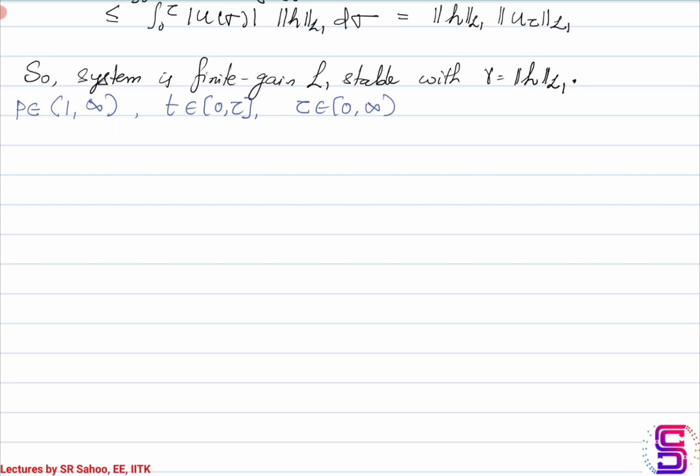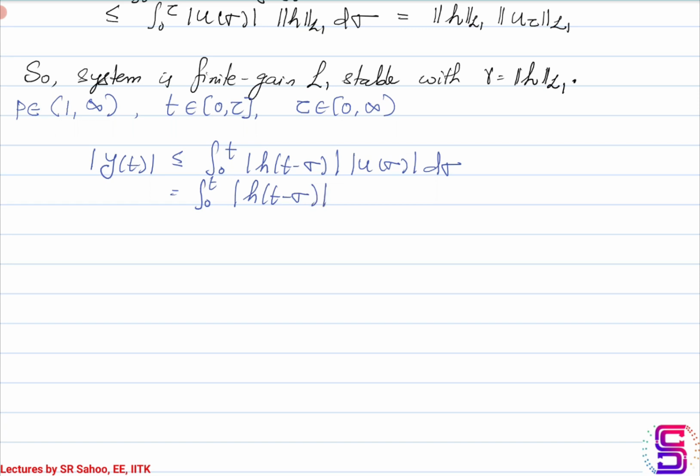So now again, using the convolution integral and the inequality, we have mod of I of t less than or equal to the integral from 0 to t of mod of h(t minus sigma) mod of u(sigma) d sigma. Now this is something that I can split as follows. I can write this as mod of h(t minus sigma) to the power 1 by p, multiplied by mod of h(t minus sigma) to the power 1 by q, then mod of u(sigma) d sigma, where p and q are such that 1 by p plus 1 by q is 1.